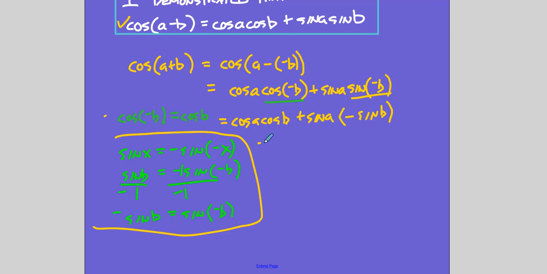Okay, so we can simplify this a little more. This would be cosine of a times cosine of b. Now that's sine a times negative sine b, so that's going to be minus sine a sine b. And that is what we're trying to prove here.